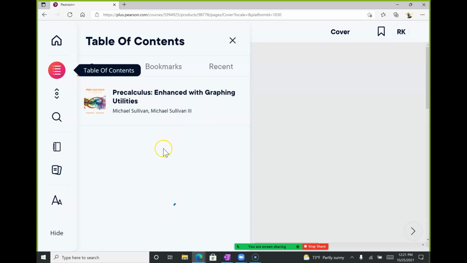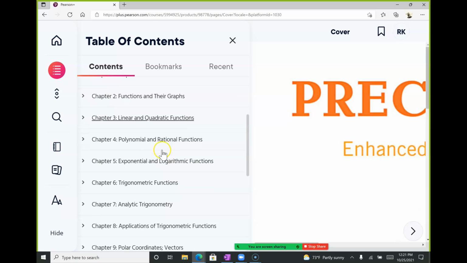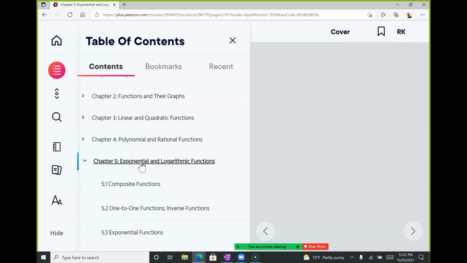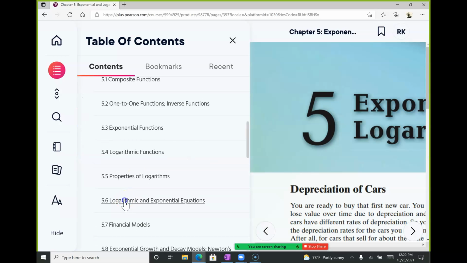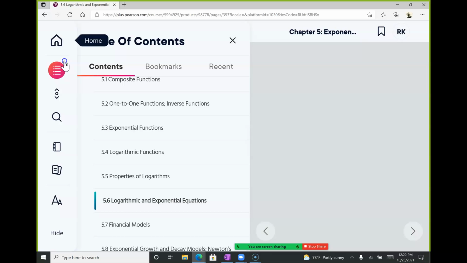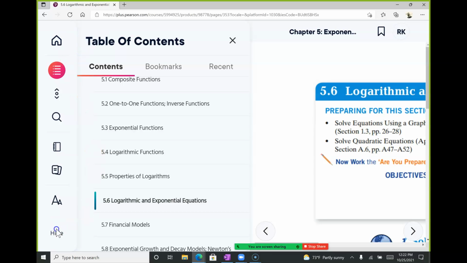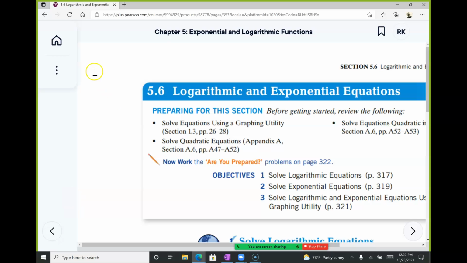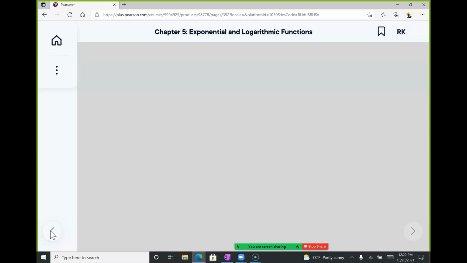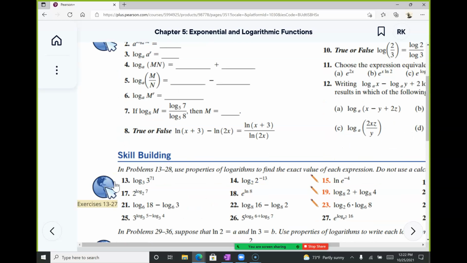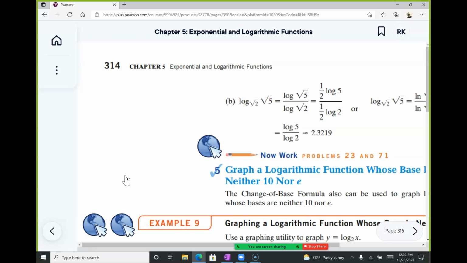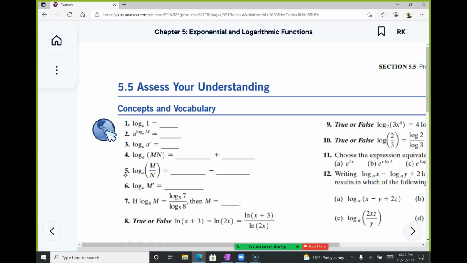Oh my God, it's so slow. Drives me crazy. Nice. So I'm looking at the homework problems in 5.5 here. I don't know why I can't fit the whole book on the page. It's so stupid.